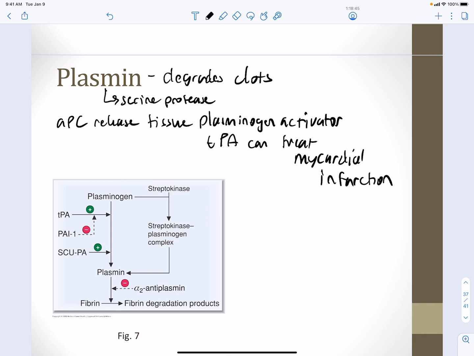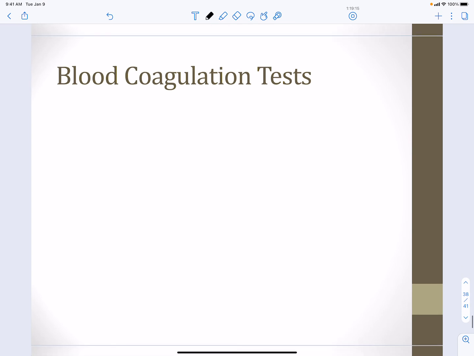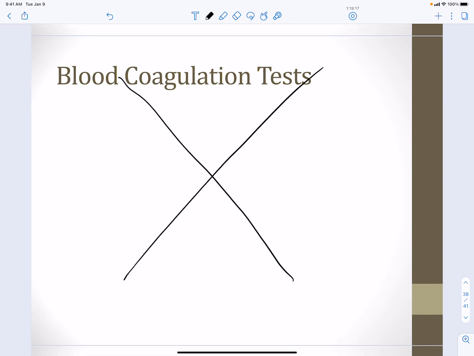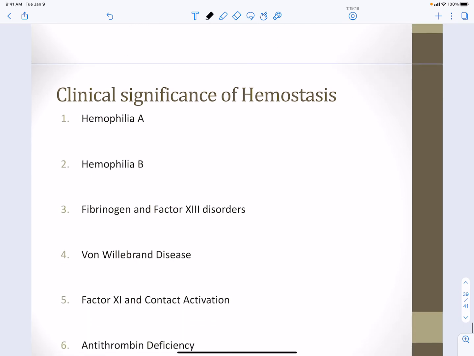So basically, also streptokinase has the ability to bind plasminogen. And so this can also treat myocardial infarctions as well. So streptokinase is an allosteric modifier to make sure that plasmin is formed. Okay, I'm not going to go over blood coagulation tests for time. You should get that in your clinics anyways.